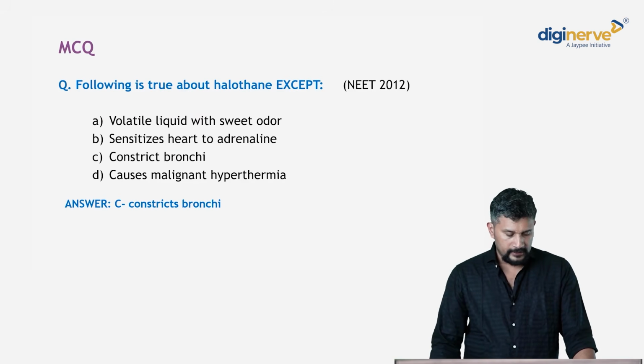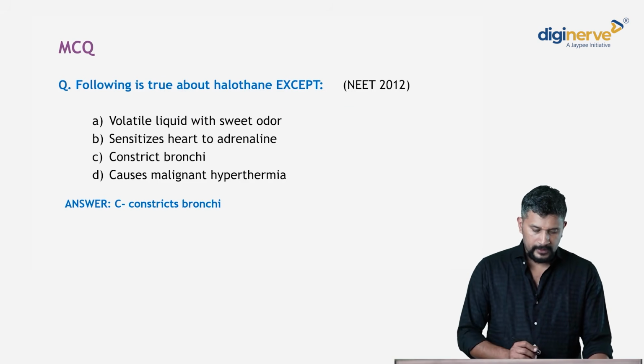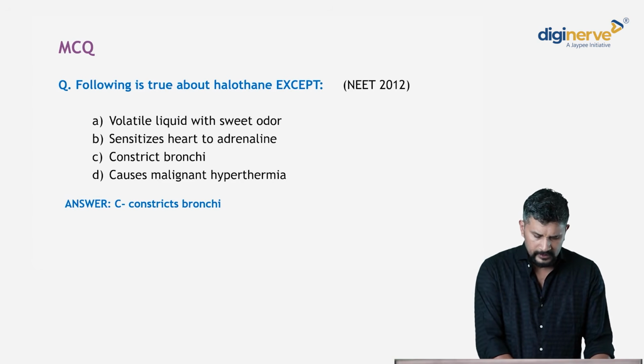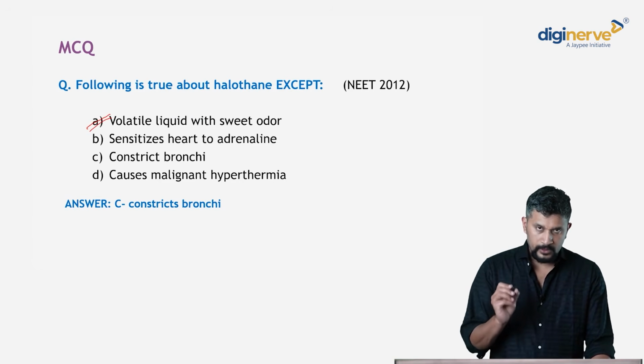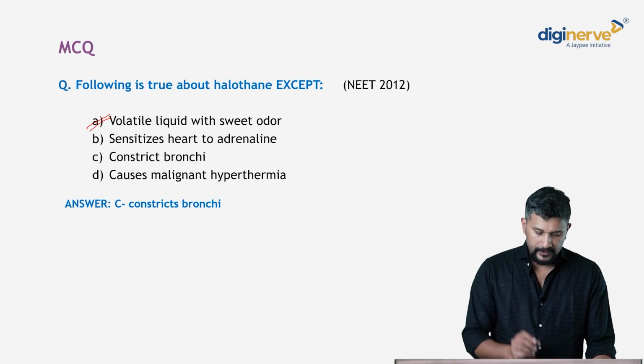So with that knowledge, I think we can answer this question. Following is true about halothane except. So you need to identify which is a false statement. So we all know that it is a volatile liquid with sweet odor. So therefore it is used for induction of anesthesia whenever you do not have an IV line.